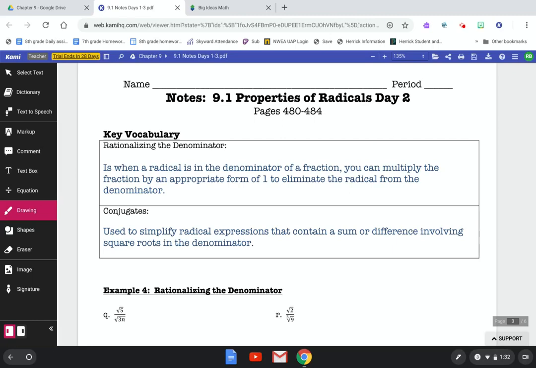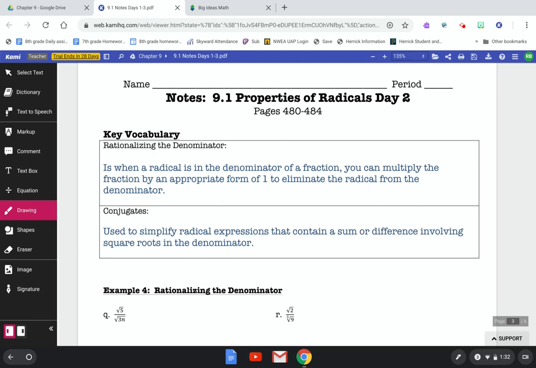Today we're taking notes on 9-1 properties of radicals. This is the second day of 3 days for this section in notes. The key vocabulary for today is rationalizing the denominator. This happens when a radical is in the denominator of a fraction. You can multiply the fraction by an appropriate form of 1 to eliminate the radical from the denominator.